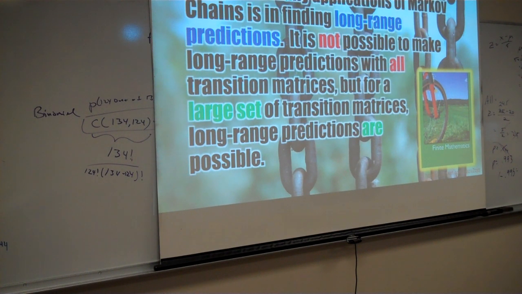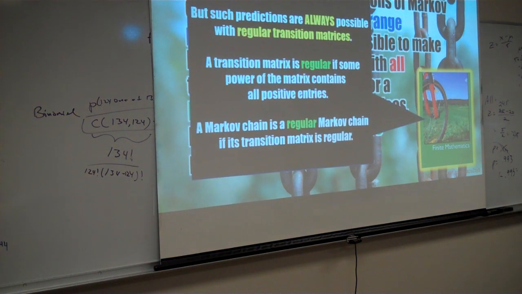But for the transition matrix I gave you, we did reach a solution where there was an equilibrium, where we had a long-range prediction. We could make long-range predictions about what the distribution of the population was going to end up like. The ones where that's possible are the so-called regular transition matrices, and their Markov chains are called regular Markov chains.